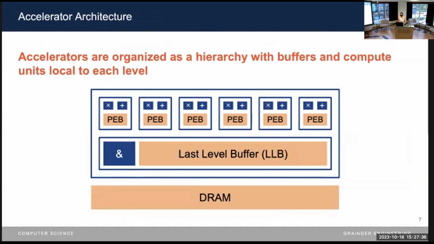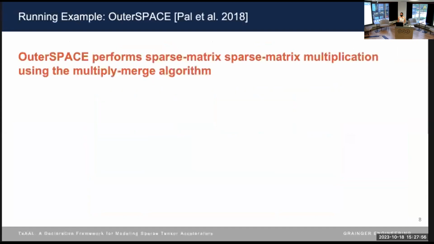Accelerators are organized as a hierarchy, with buffers and compute units local to each level. The differences between accelerators come from the number of levels, what components are included, and how the data is orchestrated. Therefore, we classify the accelerator microarchitecture as a low-level detail and focus on the algorithm and data flow the accelerator implements. As a running example for how TeAAL represents sparse tensor algebra accelerators, throughout the rest of the presentation, we will consider the OuterSPACE accelerator.